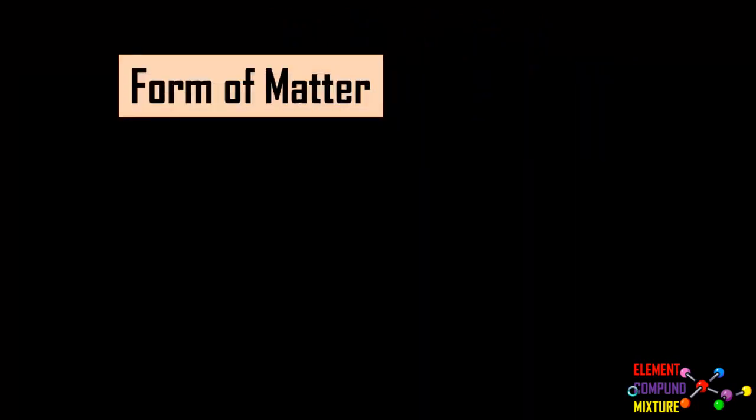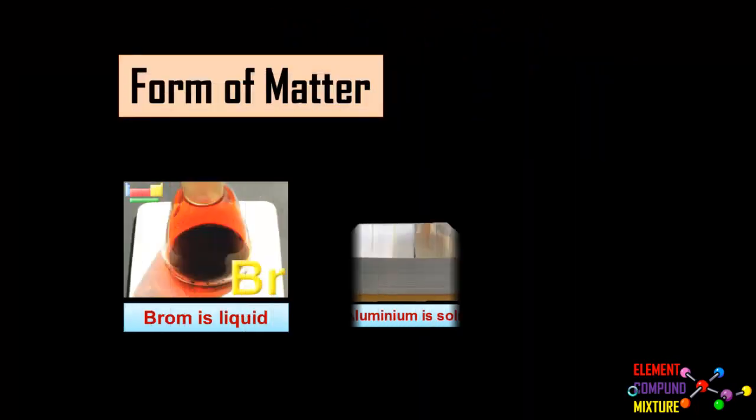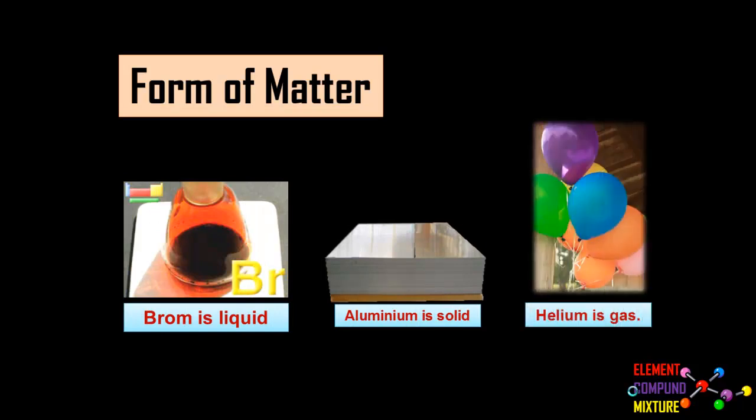Forms of matter are liquid, solid, and gas. The example of liquid is bromine. The example of solid is aluminum, and the example of gas is helium.